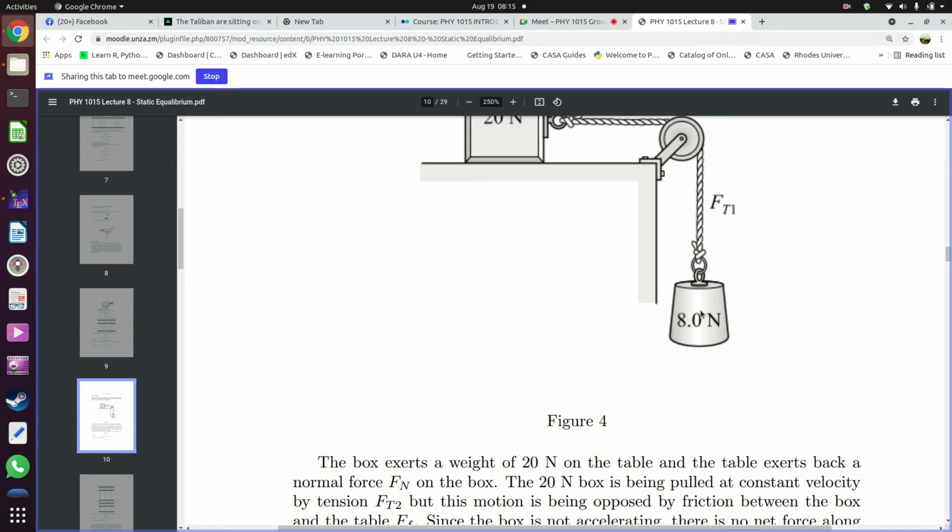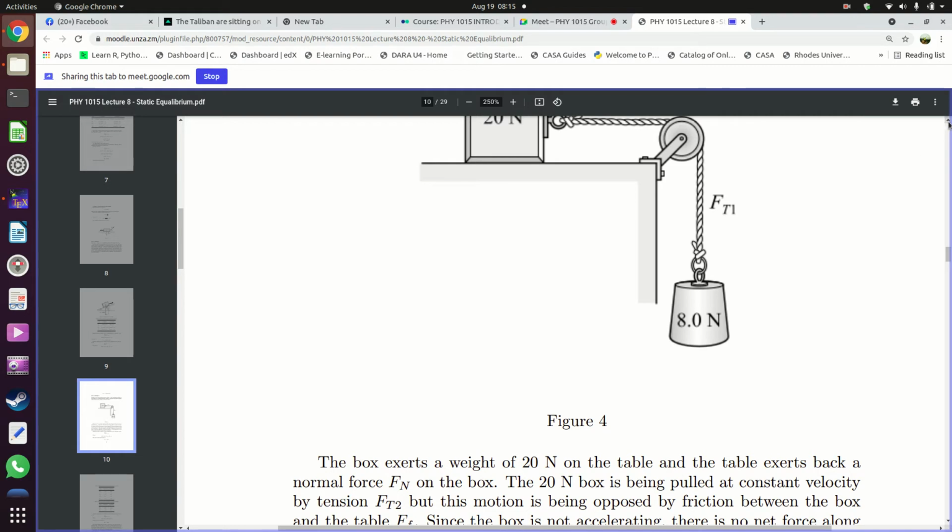So, when you look at this particular object, there are only 2 forces acting on this 8 Newton object. There is a weight of the object pointing down. There is also the tension in this rope, which we are calling Ft1. The tension in this rope is pointing up.